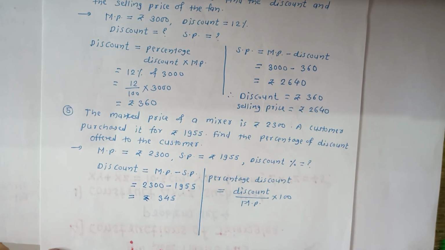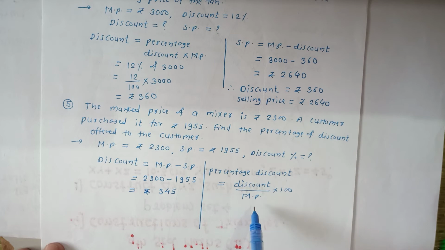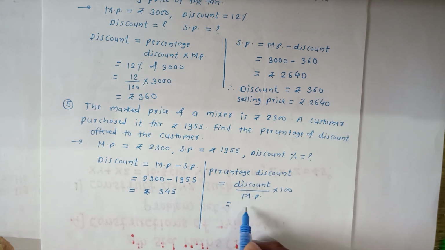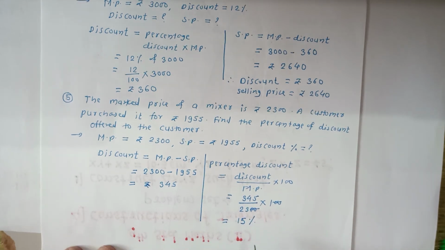Formula for percent discount is discount upon MP into 100. So here discount is 345 upon MP. MP is 2300 into 100. The 0 will get cancelled. So its answer will be 15. 345 divided by 23 will be 15. So this is a percentage, 15%.